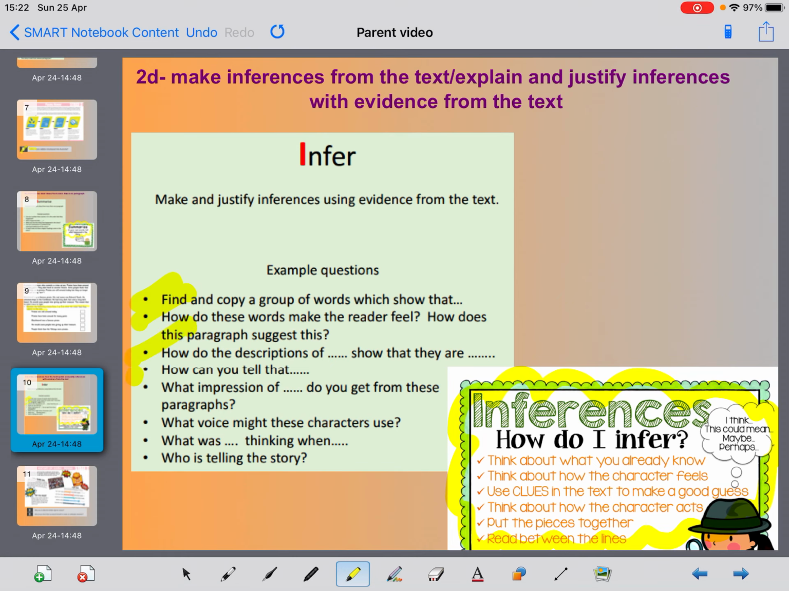How can you tell that? What impression? What voice might the character use? What was somebody thinking when this happened? Who is telling the story? These types of questions, they've got to use the clues within the story.